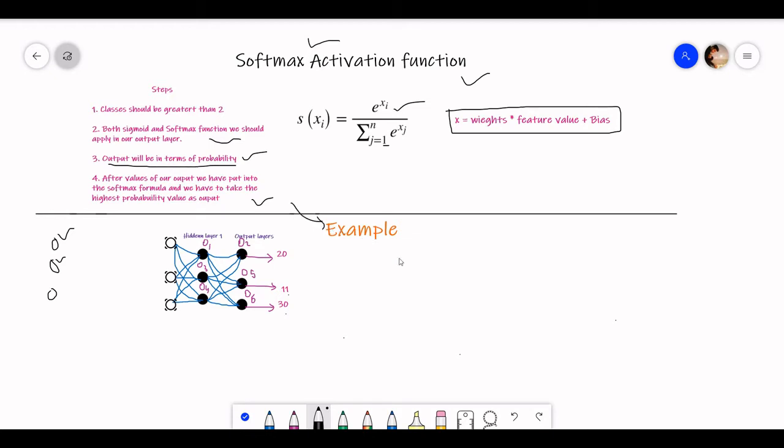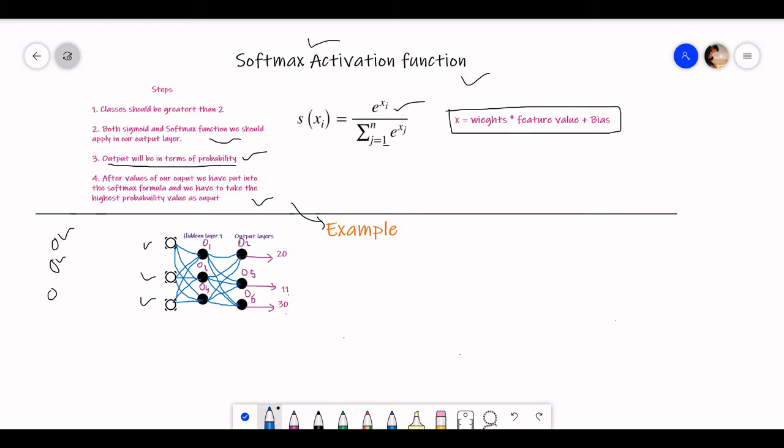Let's suppose we trained our model on three classes like lion, dog or cat. So it will give values in terms of probability, and the sum of all probabilities should be 1. If we have probabilities like 0.1, 0.2, and so on, the sum of all these should be equal to 1. In case of softmax activation function, I'm going to explain this.